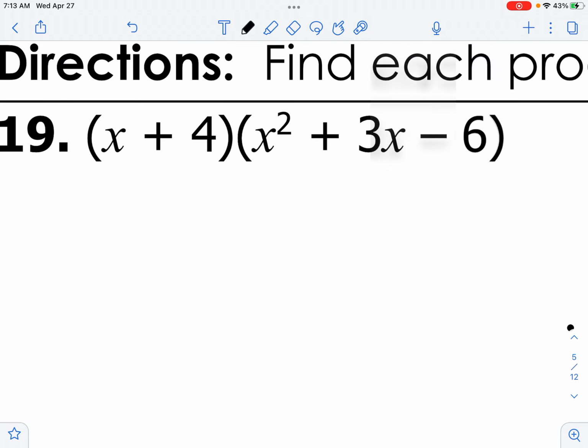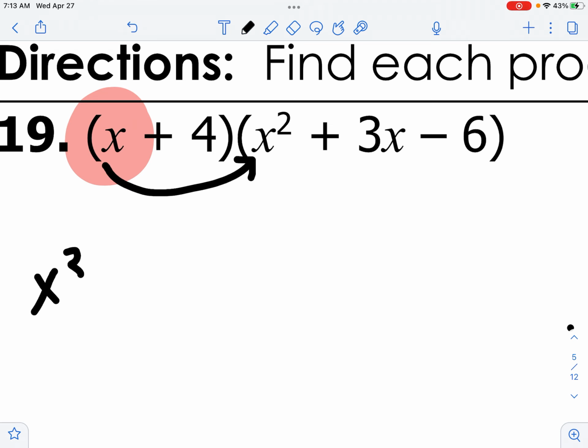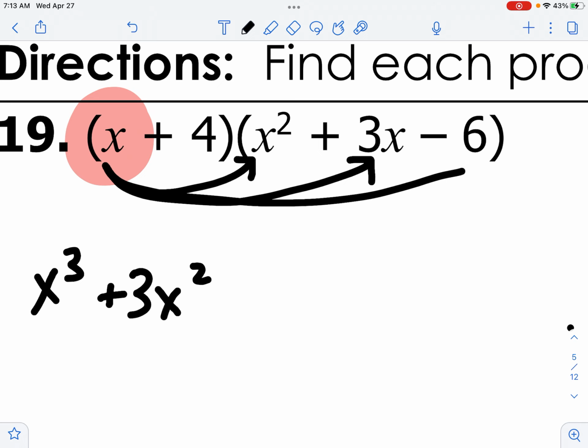I can still use FOIL. It's just too many letters to make a word out of it. So really, this is the distributive property. I'm going to distribute the first term, which is the x term, to all three of the terms in the second parenthesis. So x times x squared is x cubed, x times 3x is 3x squared, x times negative 6 is negative 6x.